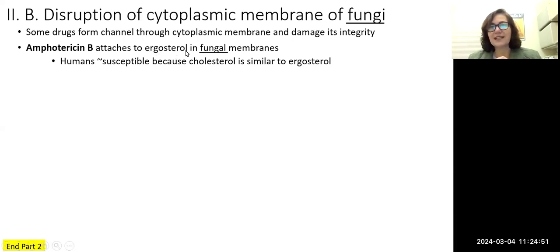So ergosterol, like cholesterol, is the sterol. So humans are a little bit susceptible. This medication does damage human cells a little bit, because cholesterol is similar to ergosterol, but let me show you how it's supposed to work.